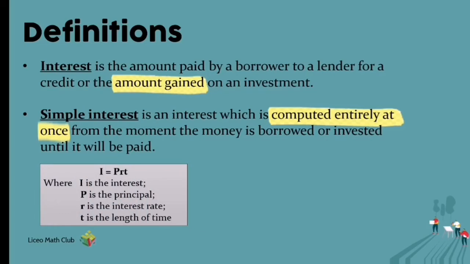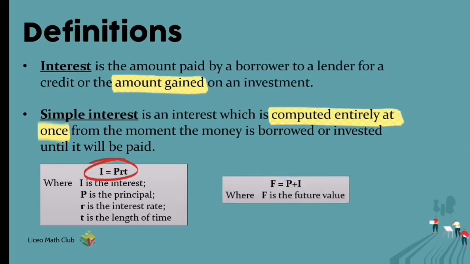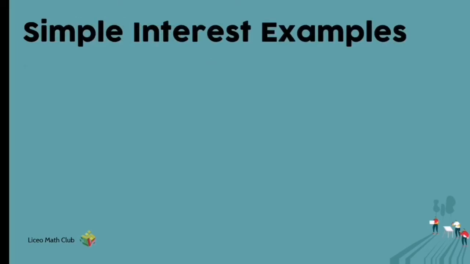In order to solve for the interest, we use the formula I = PRT, where I is the interest, P is the principal, R is the interest rate, and T is the length of time. While solving for the future value, we use the formula F = P + I. So let's get started with our first example.